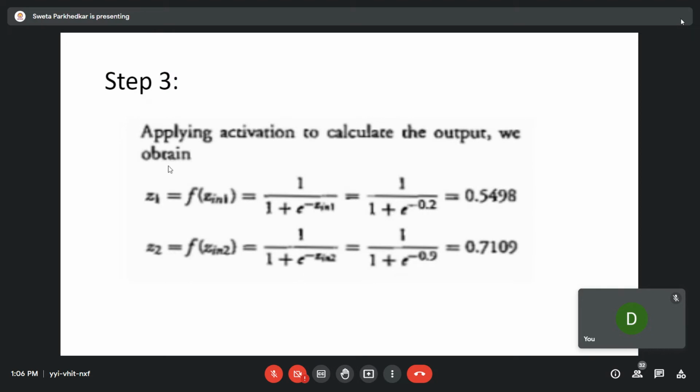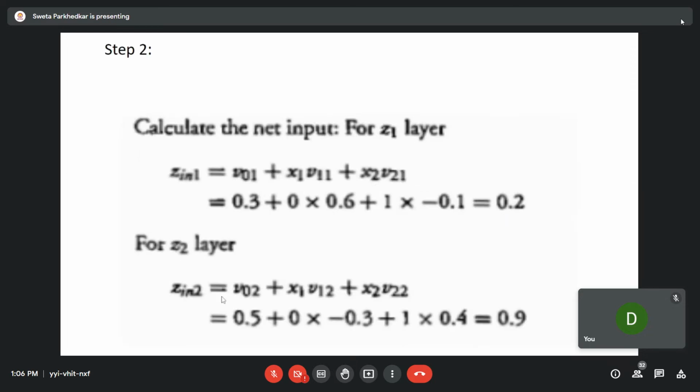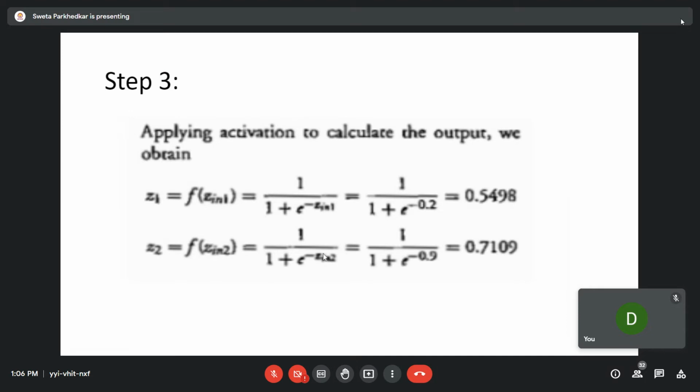So write this step 3. Apply the activation function to calculate the output, that is Z1 and Z2. यहाँ पे क्या किया हमने? Z in 1 की वैल्यू डाली, that is 0.2, and Z in 2 की वैल्यू is 0.9. You will get this value.